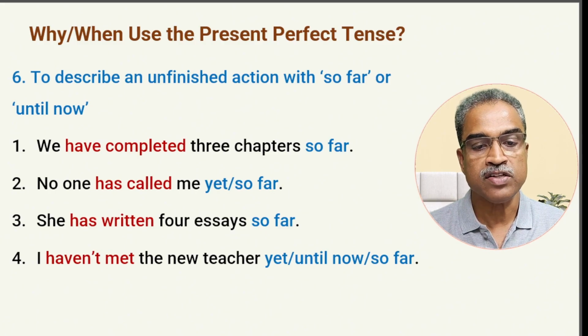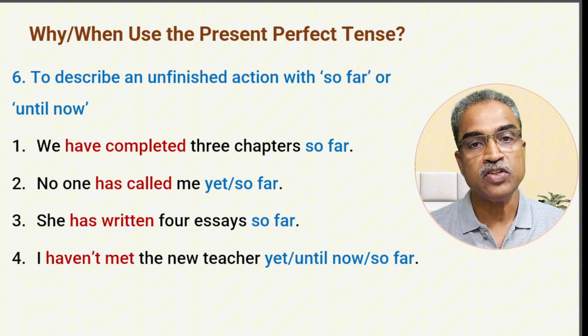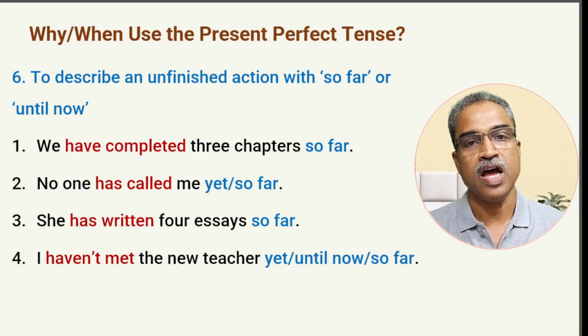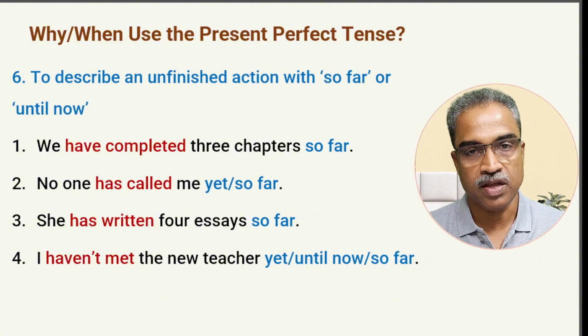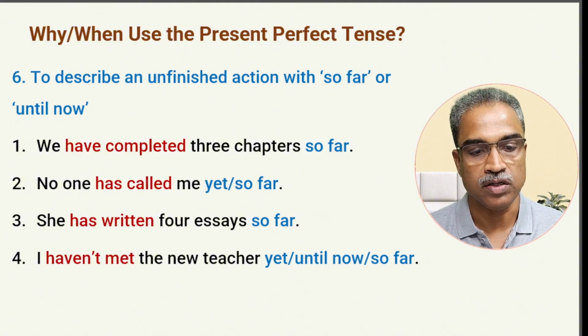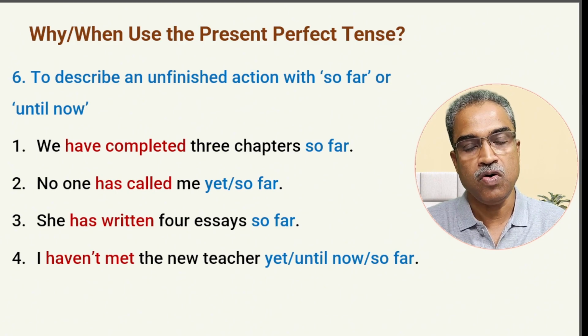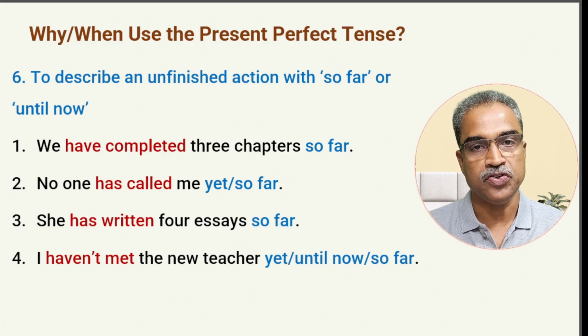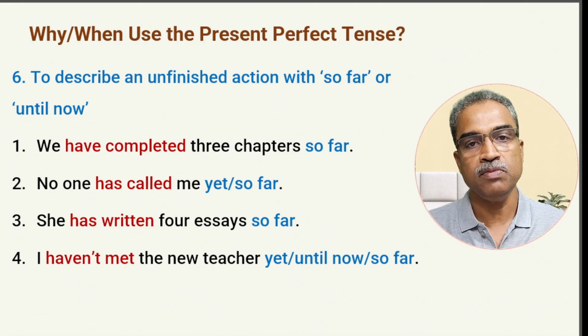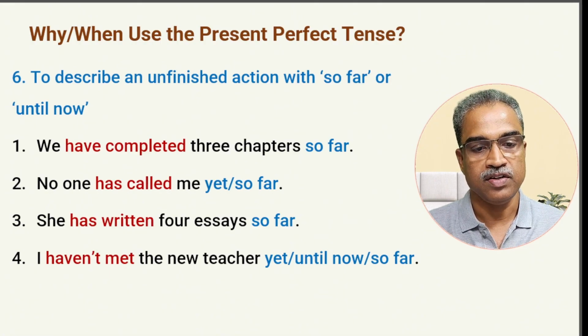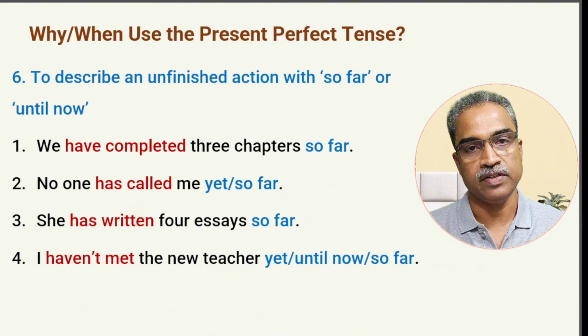Next, no one has called me yet. No one has called me till now. No one has called me so far. I am expecting somebody to call me, but up to the moment I am speaking, nobody has called. And third one, she has written 4 essays so far. That means she is in the process of writing and it is expected that she will continue to write. But up to the moment that I am speaking, she has completed 4 essays. Now, she has written 4 essays so far.